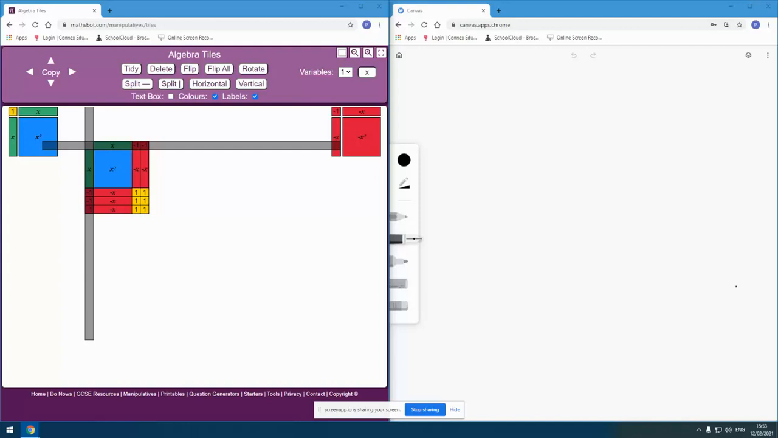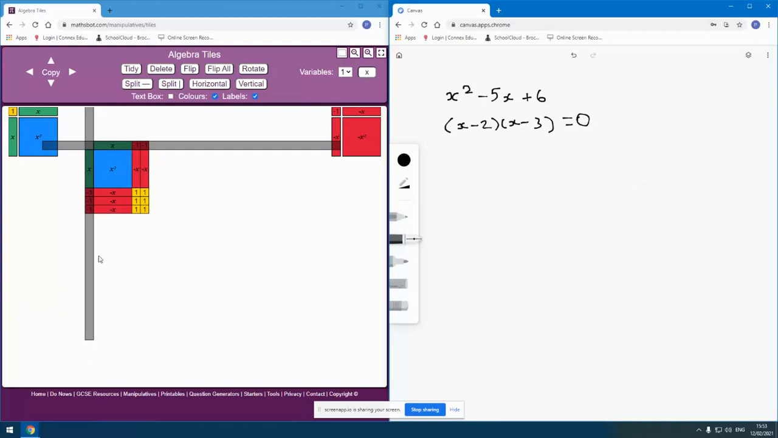You can see that I've already built, on the left-hand side of the screen here, with my algebra tiles, a factorised quadratic. If you haven't seen factorising quadratics, there's a video for that on my channel as well. The quadratic expression that I built is x squared minus 5x plus 6, and I factorised that into (x minus 2)(x minus 3), and now I want to solve that equal to 0.